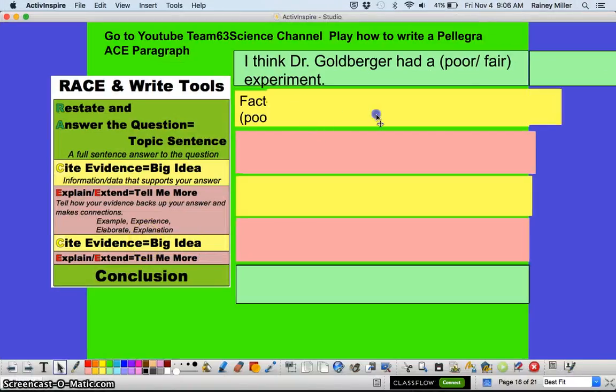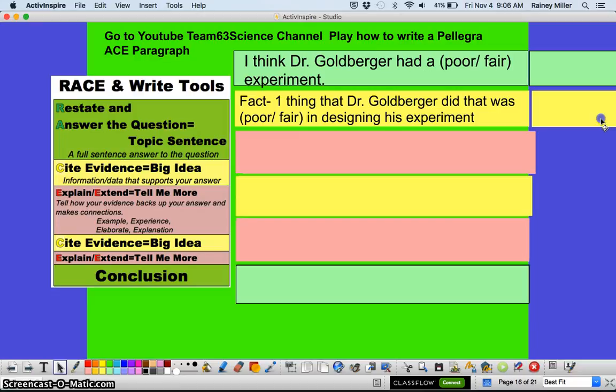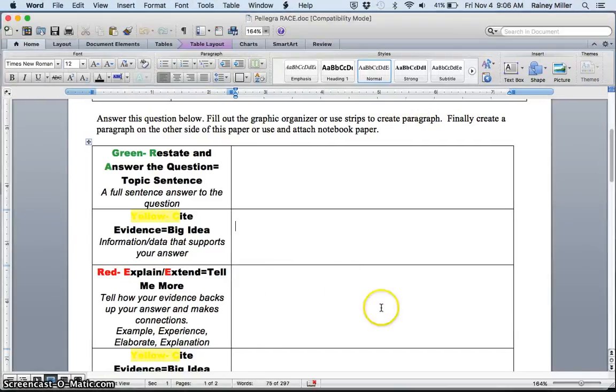So on this, it looks like a fact. One thing that Dr. Goldberger did was poor or fair in designing his experiment. You're going to just write one thing. You don't have to explain it or anything yet. Just write what it is. Okay? Then the next thing you are going to do is you're going to look down here at the red box. Okay, so this box right here. This is your explain, tell me more.